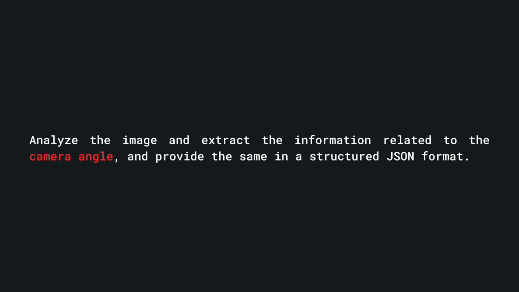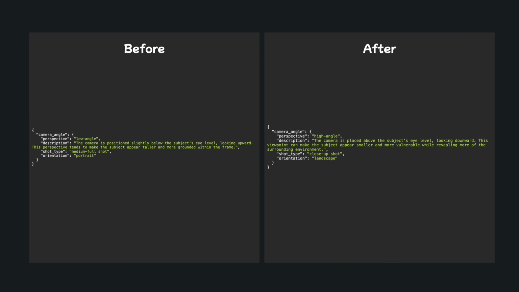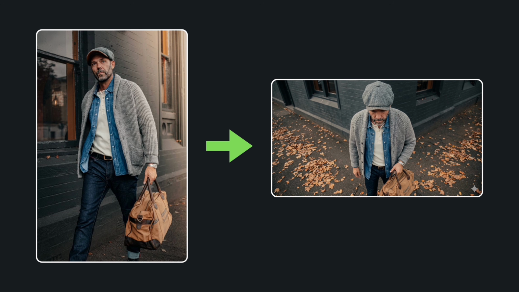Just like before, I asked Gemini for the angle settings so I could make my own changes. In this image, you can see 2 prompts, before and after. The before part is the JSON code Gemini gave me. In the after part, I changed the settings. I set the perspective to a high angle, the shot type to a close-up, and the orientation to landscape. Now, let's look at the result.